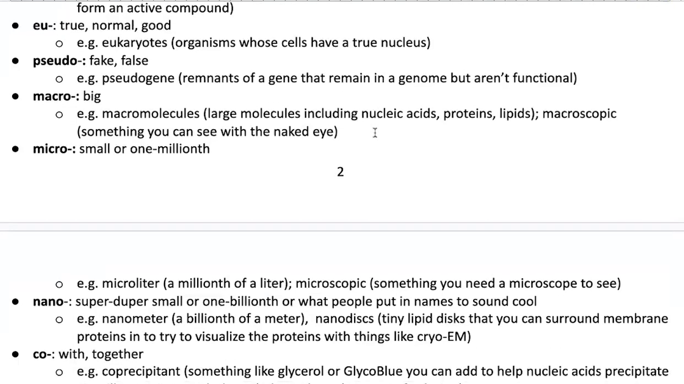Eu means true, normal, good. So eukaryotes are organisms whose cells have a true nucleus, whereas pseudo means fake or false. So a pseudogene would be remnants of a gene that remain in the genome but aren't functional.